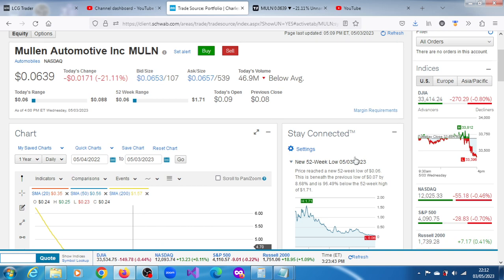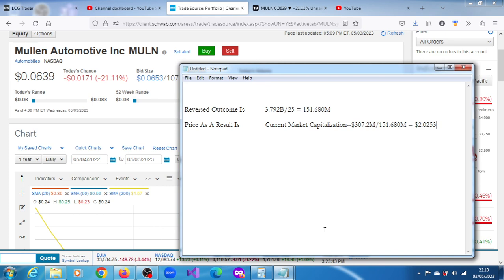But there are a couple of things that might happen. We have been able to do this calculation, but we may not be right about that. So given this 25 for 1 reverse split, that means for every 25 shares you have, you get 1 share. It means that the resulting shares outstanding will be 151.68 million shares, which is determined by dividing the current outstanding shares by 25.